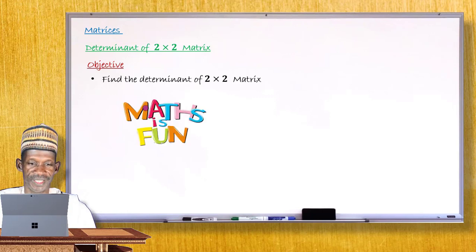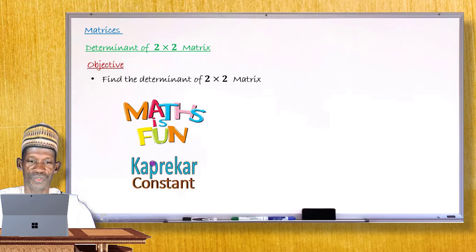So as usual, my dear student, in your favorite segment of the lesson, Maths Fun, today I'm happy to give you another special group of numbers. And this group of numbers are called the Kaprekar constant or Kaprekar numbers. I will explain what a Kaprekar constant is after my lesson today, so don't go away.